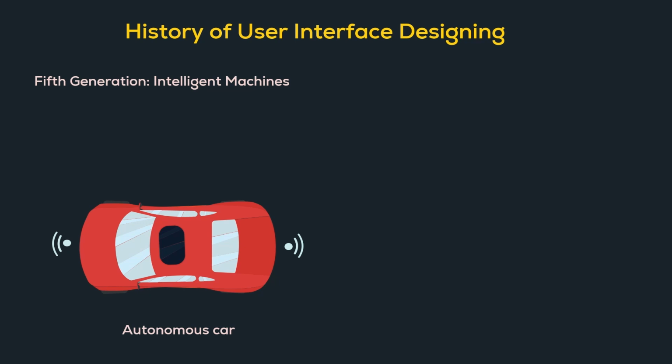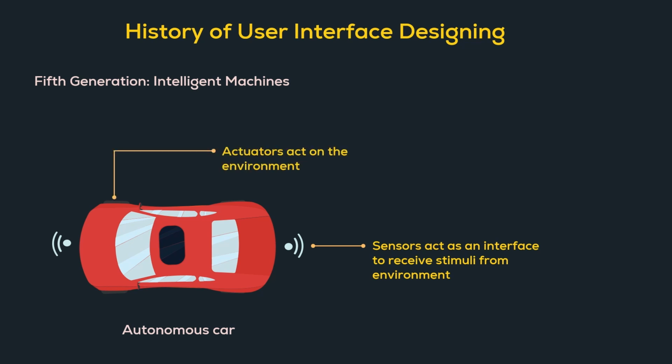For example, an autonomous car, which takes the stimuli from the environment using sensors and acts on the environment using actuators like wheels, headlights, horn, etc. Here, the car interacts with the environment or humans using sensors and actuators that act as the interfaces.